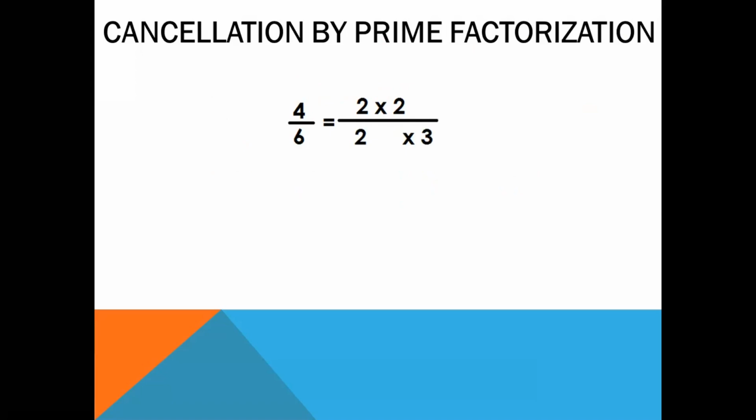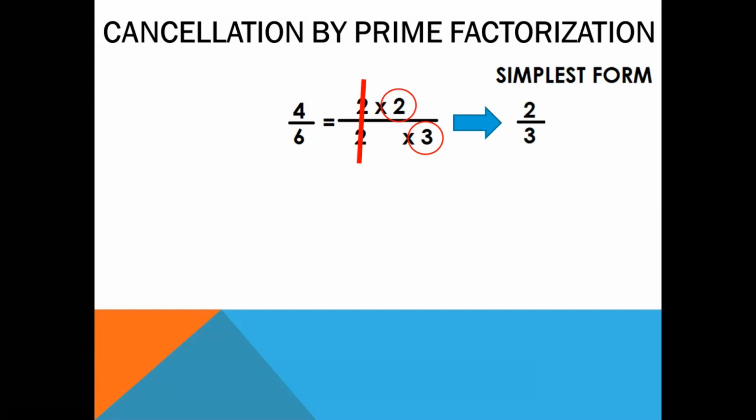Then, tanggalin lang din natin yung mga magkapareho. Okay, yung 2 magkapareho. Wala nang natira, so automatic yun na yung sagot natin. So, we have 2/3 ang simplest form. Just cancel out the same factors and the remaining numbers are our simplest form.